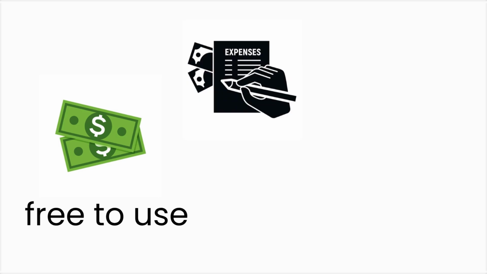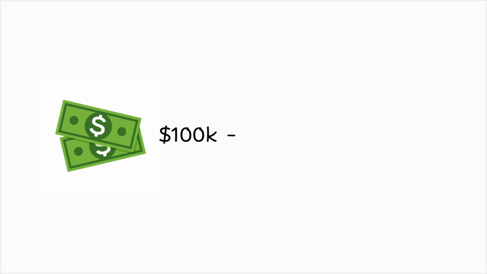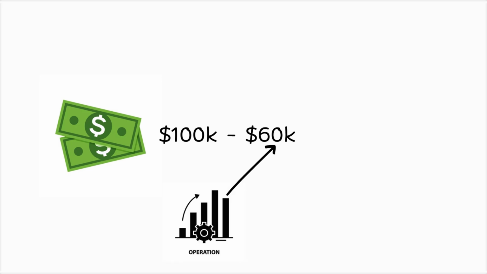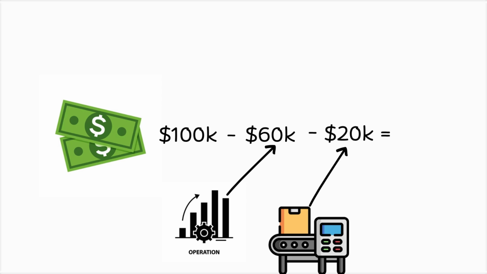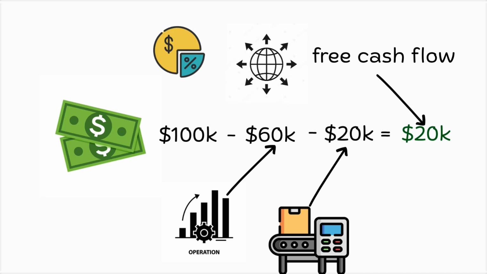13. Free cash flow. Cash that's free to use after paying all expenses and buying new equipment. So if you earned $100,000 and spent $60,000 on operations and $20,000 on machines, the leftover $20,000 is your free cash flow. That's what you can use to pay dividends or expand your business.